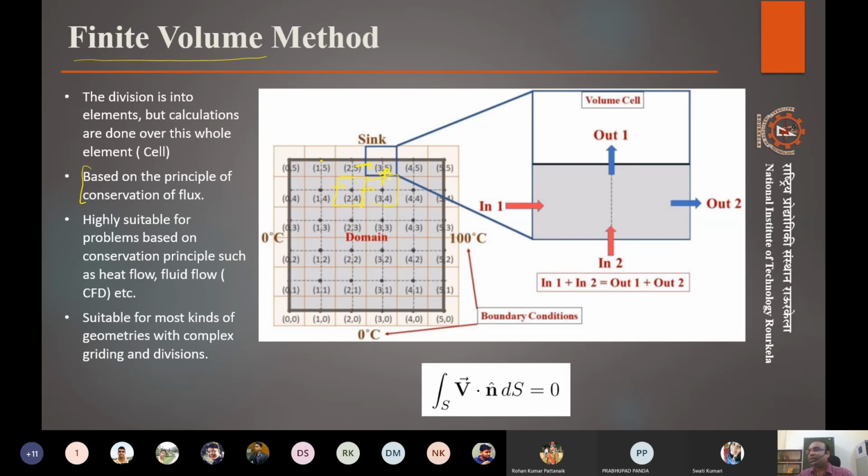This will do much more representative work with respect to the amount of meshing or the number of elements, and that's because the whole set of equations is more into the conservation of flux. So it is very, very suitable where conservation is required, such as heat flow conservation and fluid flow conservation, where mass conservation or heat conservation is involved. It is very applicable in those senses, right?